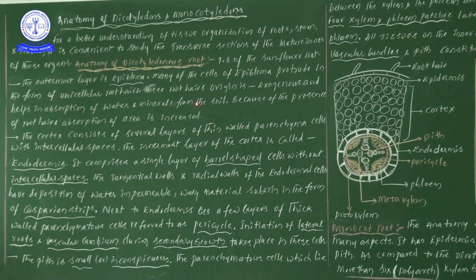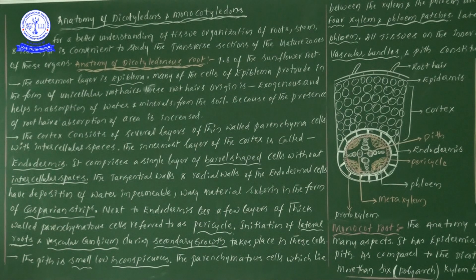Now these are all my own points here. What are the points I have written now? This root hairs origin is exogenous origin. These particular points we have already learned in roots, in the zone of maturation, zone of elongation, and the meristematic zone. In the regions of the root we have given explanation, so those points I have repeated again here. The root hairs origin is exogenous origin and helps in absorption of water and minerals from the soil.